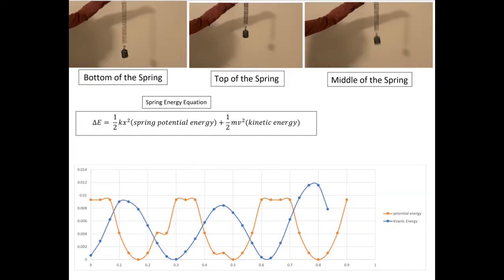As you can see from the graph of potential and kinetic energy, the potential and kinetic energy oscillate as the spring moves up and down, inversely of each other. So when the spring is at the bottom, it has 100% potential energy and 0% kinetic energy. When it's at the top, it has 100% potential energy and 0% kinetic energy. But when it's in the middle, the spring has 100% kinetic energy, 0% potential energy. And we can see as they move up and down, they're inverse of each other. So when the kinetic energy is high, the potential energy is low.